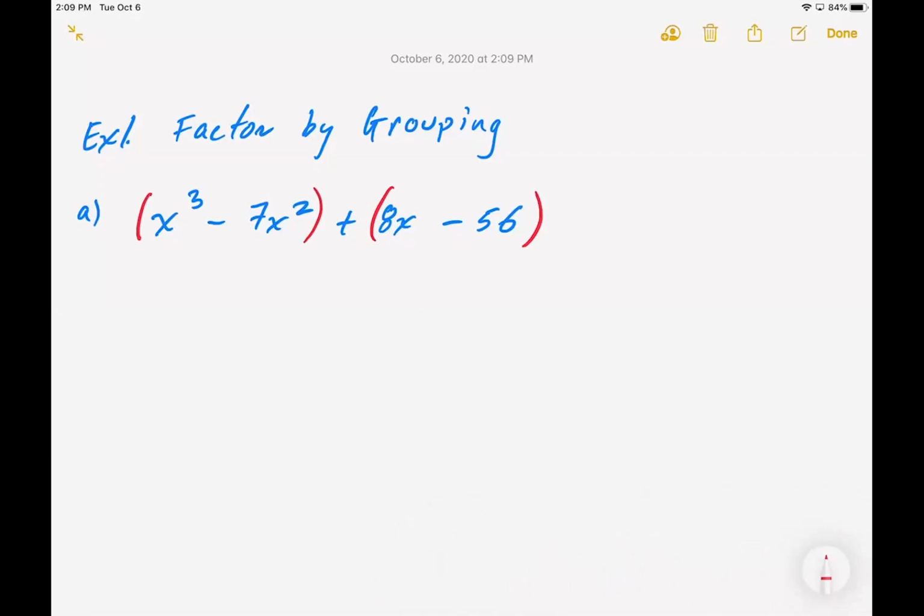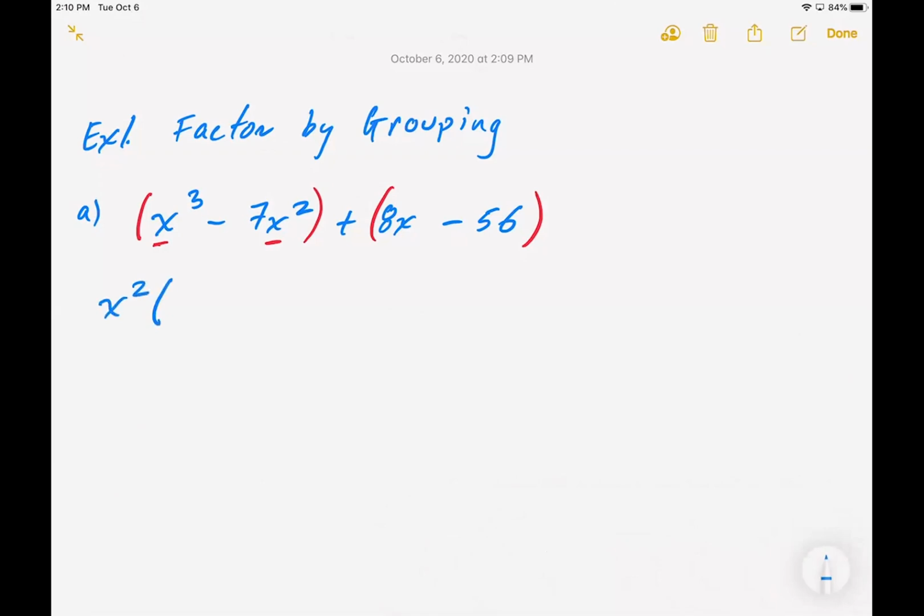And now we ask ourselves, in the first group, what do they have in common? Or what can you extract out in the first group? Do you agree that in the first group, the only thing in common is my x? And if my x is the only thing in common, now we ask ourselves, between the exponents, which is the smaller? Do you agree that the smaller exponent is x to the second?